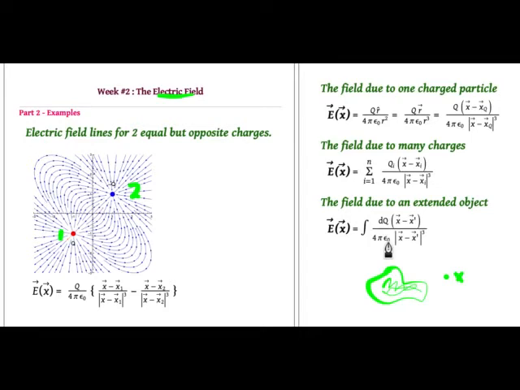dq over 4 pi epsilon 0, x minus x prime over x minus x prime cubed, where x prime is the point inside this object where dq is located. So x prime would be a point within the object. It would be the position of this part of the charge dq.